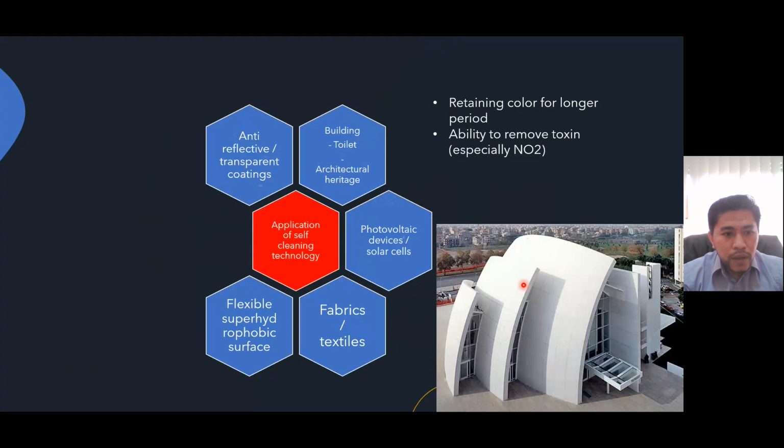And also we can apply self-cleaning technology in self-cleaning concrete. If you don't know, self-cleaning concrete is an innovative construction material that has been developed to provide a self-cleaning ability to concrete surfaces by retaining the color for a longer period, along with the property of being able to remove airborne toxins, particularly nitrogen oxide or NO2.